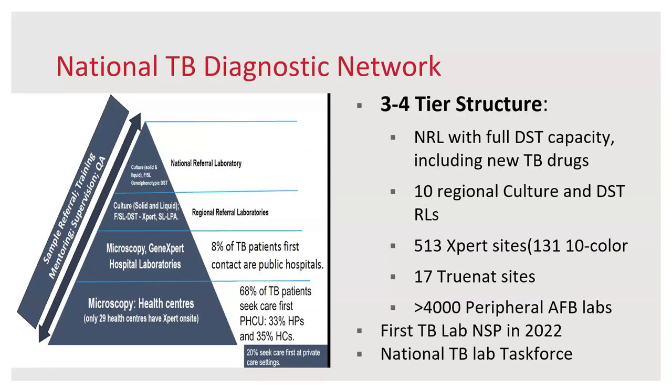In terms of availability of diagnostics, Ethiopia has more than 4,000 health facilities, hospitals and health centers, and more than 4,000 diagnostic sites with microscopy. GeneXpert is currently available in around 500 sites, the number being 513. Out of these, we have around 131 10-color machines, which also perform second-line DST. And we started implementing another rapid molecular technology for the diagnosis of TB and DR-TB using Truenat. As you can see, it is only 10.